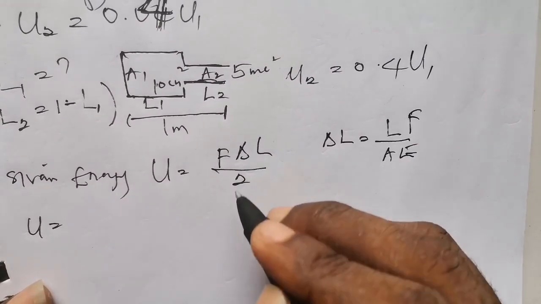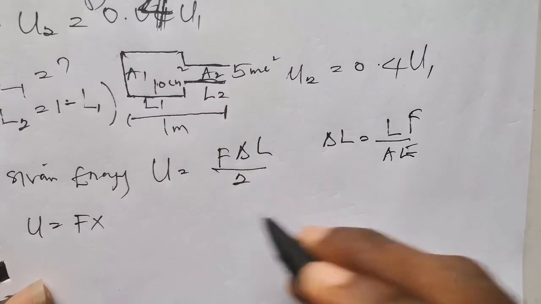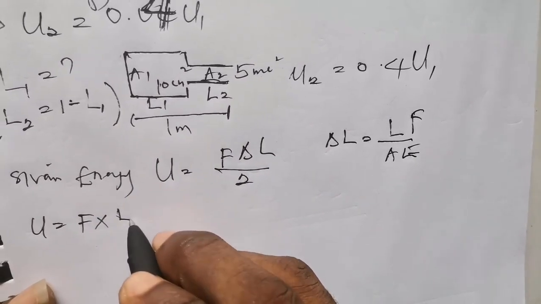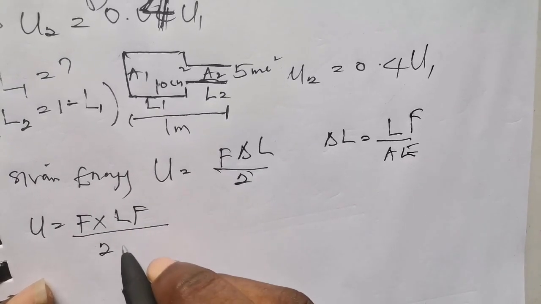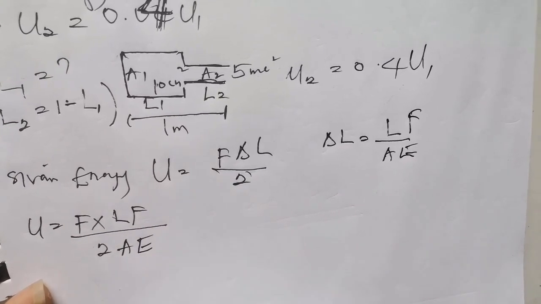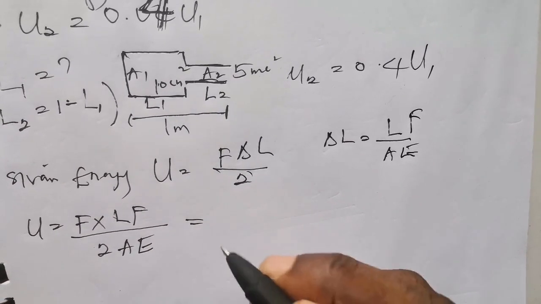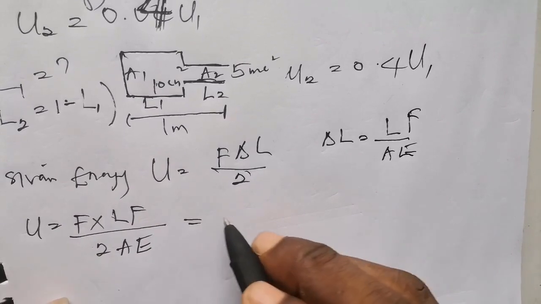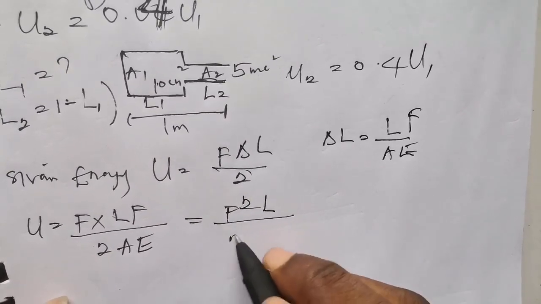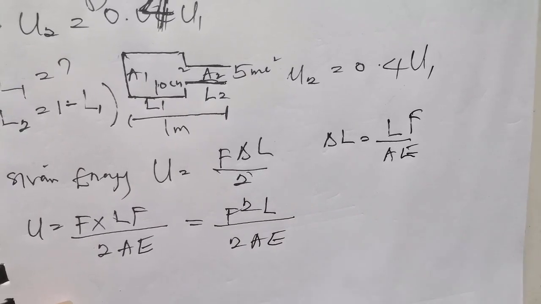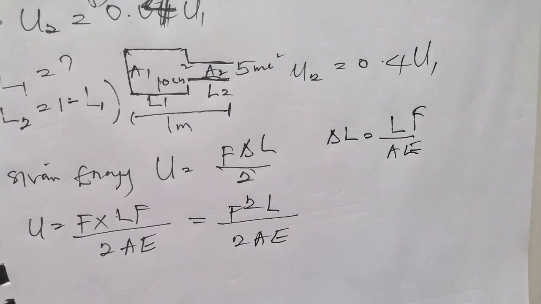Okay, so putting this into this equation, you're going to find out that strain energy U is equal to force times change in length, and change in length is simply length times force over, remember there's 2 here, so 2 times area times Young's modulus. So this is going to now be equal to, remember, force times force gives us force squared times length all over 2 times area times Young's modulus. So this is the formula for strain energy.